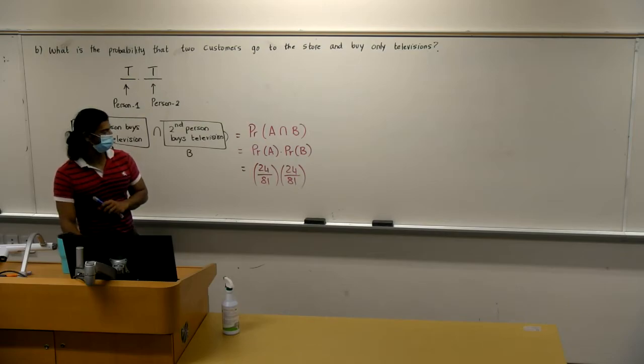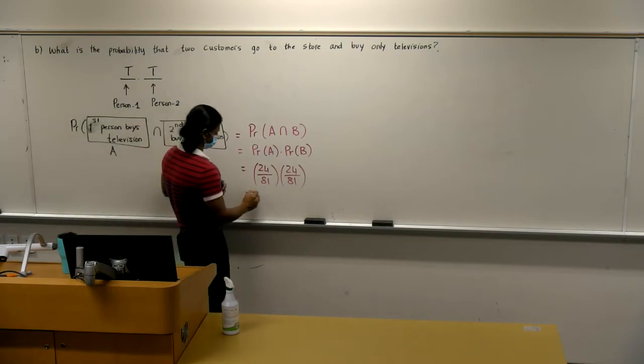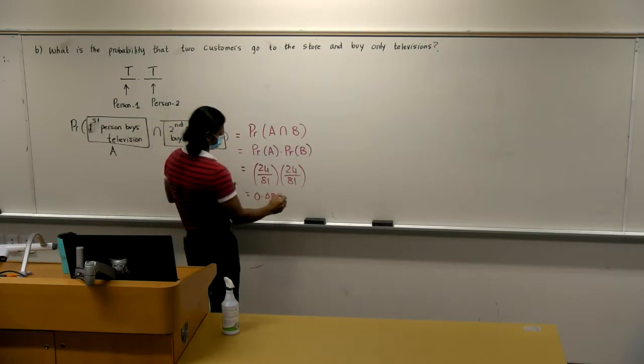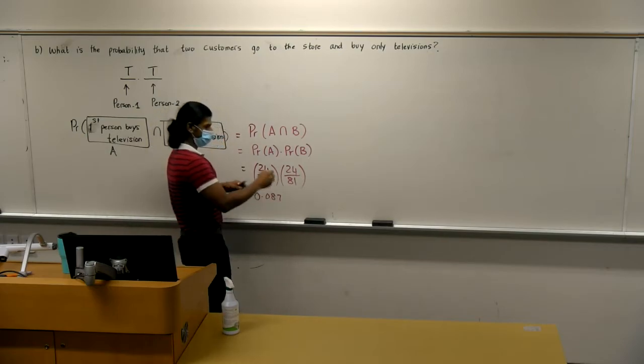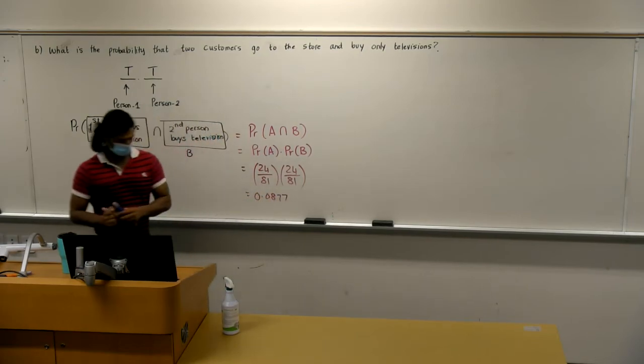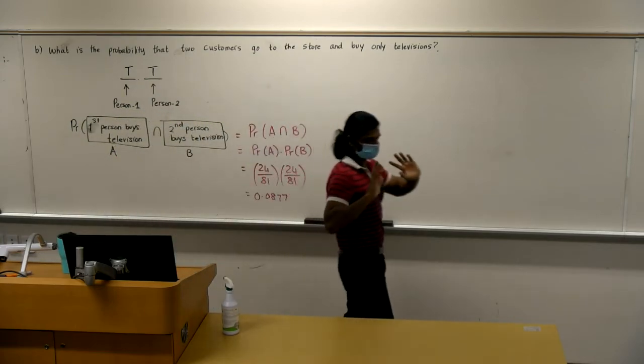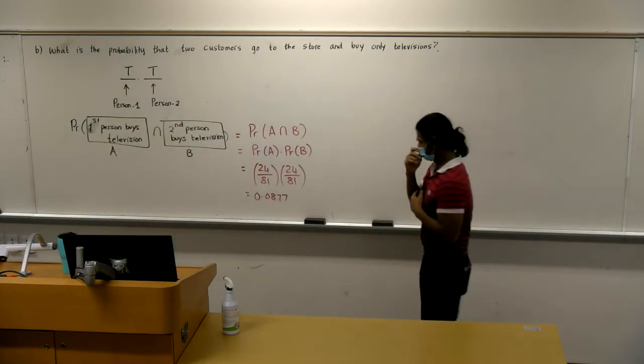0.09, maybe 0.08 something. 0.087. Like 0.0877. Yes. So probabilities are good typically if you have 4 decimal places.